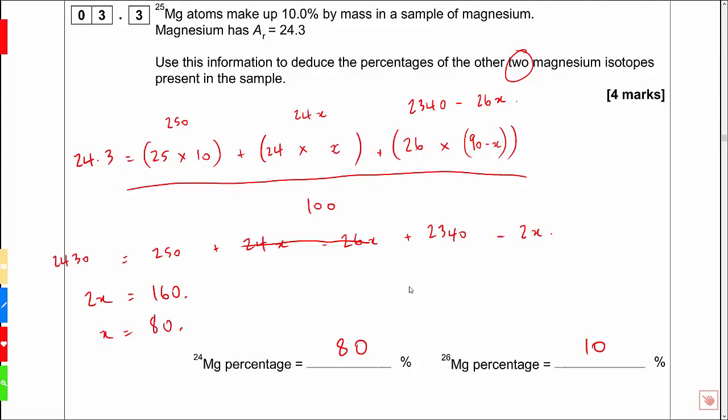So anyway, that's time of flight mass spectrometer. Hopefully that's been of some use.